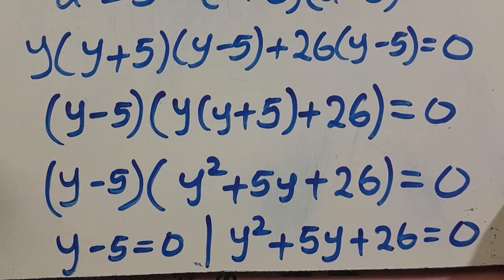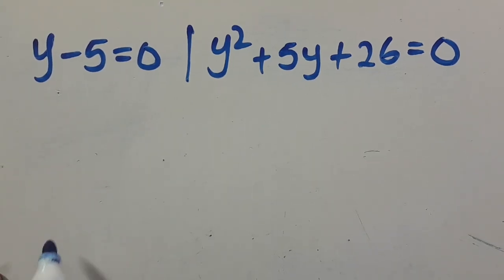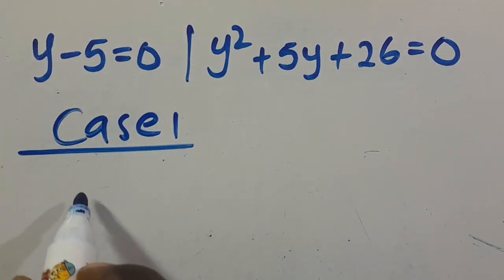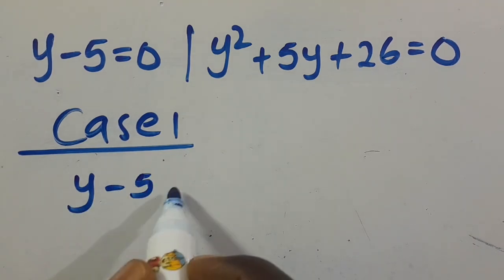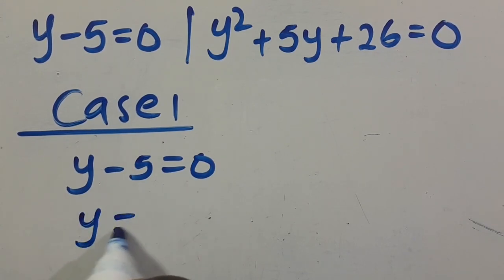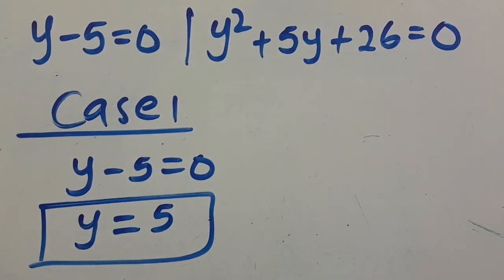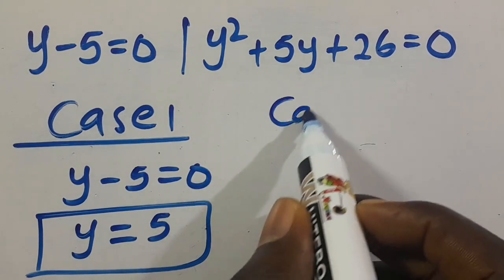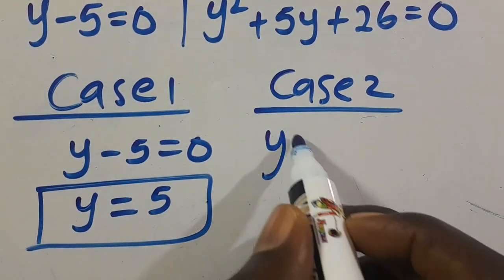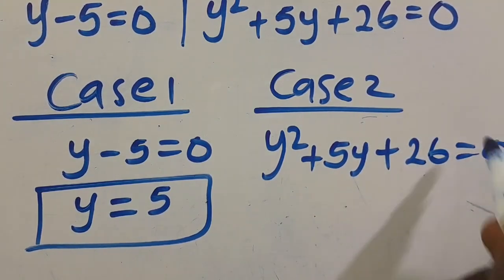Then from here, let's say case 1: we have y minus 5 equal to 0. Then it implies that y equals 5. Then let's say case 2: we have y squared plus 5y plus 26 equals 0.